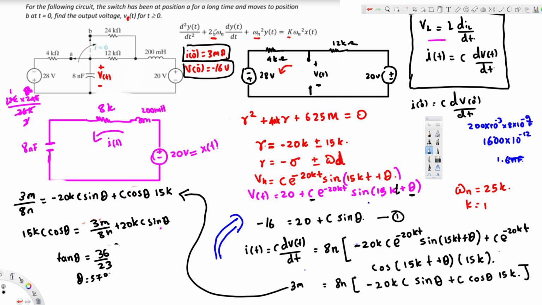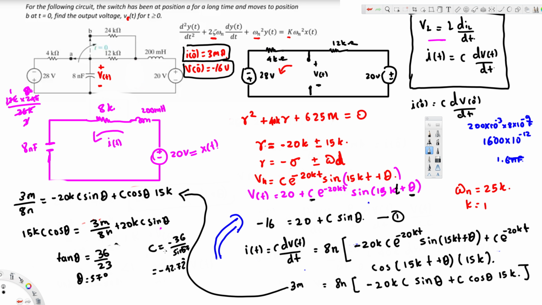So we have theta, and from this theta we can find out the C value, because initially we created the equation negative 16 plus equal to 20 C sin theta. Therefore C sin theta is going to be equal to negative 36. So we can say C is equal to negative 36 divided by sin 57 degrees, and that's going to give us negative 42.72.